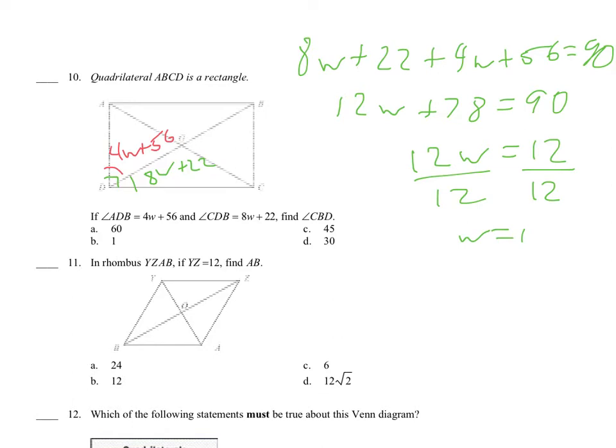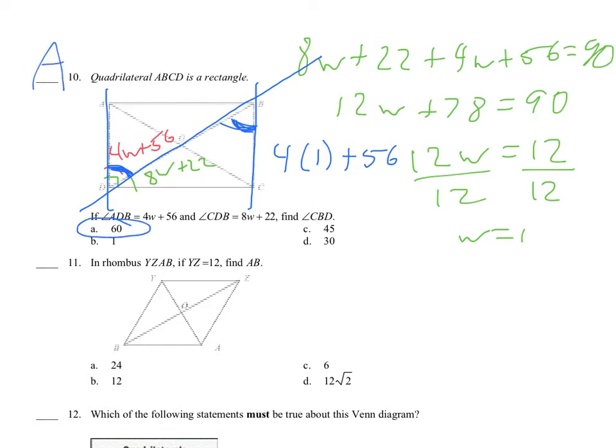So the question here is CBD. That is this angle. Well, this angle is going to be congruent to this angle because they're alternate interior angles. We have parallel lines with the diagonal being the transversal, so those are equal. So we're going to plug in 1 for 4W plus 56. So 4 times 1 plus 56, we get 60 degrees. A. Okay, the problem below. If YZ is 12, what is AB? Well, remember, all the sides are congruent in a rhombus, so it's also going to be 12. No work on that one, just knowing the rules of a rhombus.